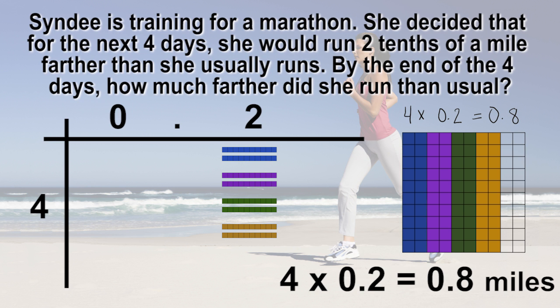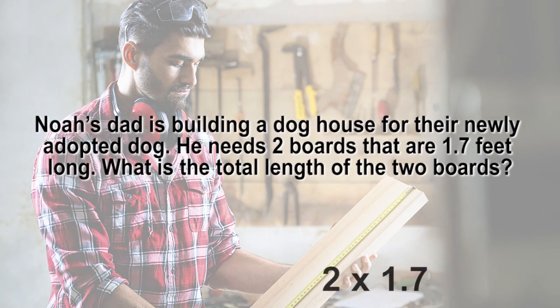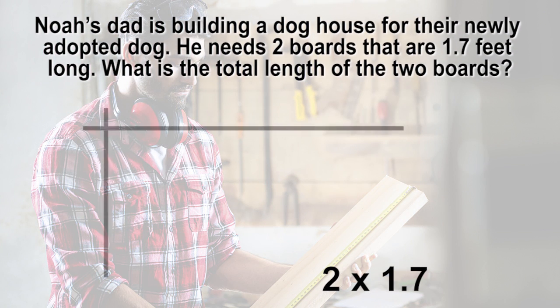Let's solve another problem using the base 10 blocks again. Noah's dad is building a doghouse for their newly adopted dog. He needs 2 boards that are 1 7/10 feet long. What is the total length of the 2 boards? The multiplication expression is 2 groups of 1 7/10. 2 is the number of groups and will be written along the side of the array mat. 1 7/10 is the number in each group and will be written along the top of the array mat.